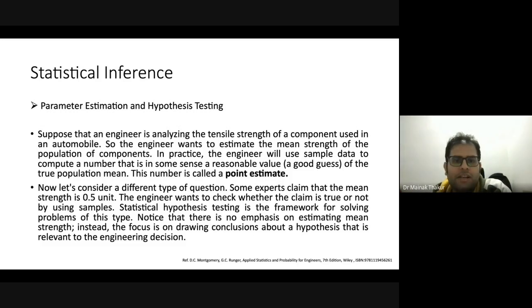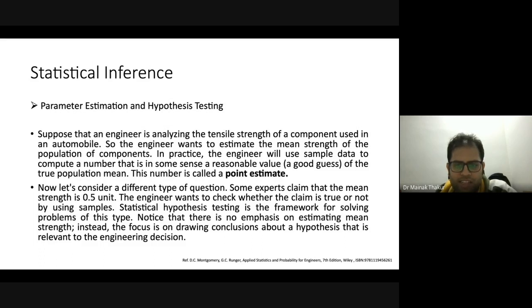This is the estimation problem. What is the testing problem, or what is the hypothesis testing problem? Let's say someone told you that the mean salary of India would be 10,000 per month. Now you test it. You can take samples to test that claim. The same problem is shown here also. Now let's consider a different type of question. Some experts claim that the mean strength is 0.5 unit. The engineer wants to check whether the claim is true or not by using samples.